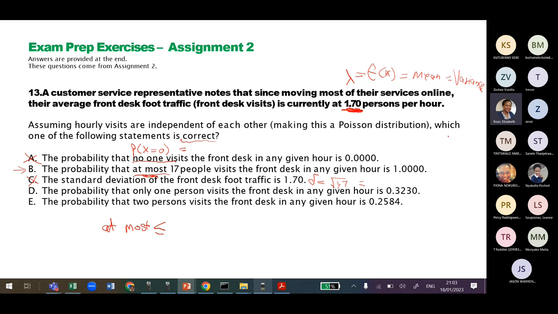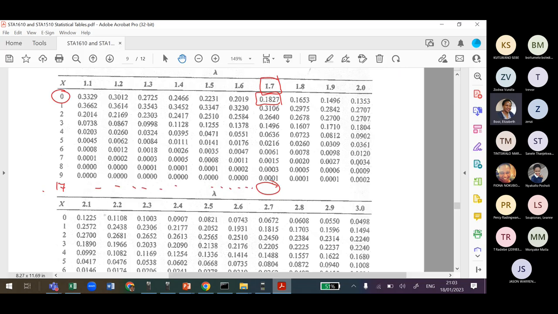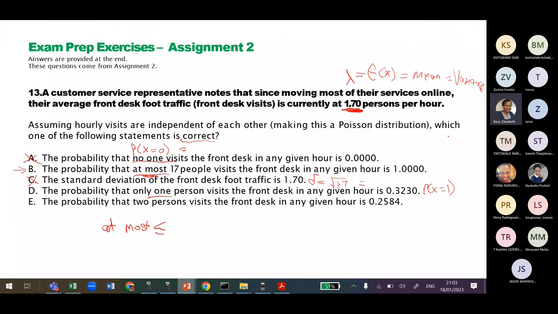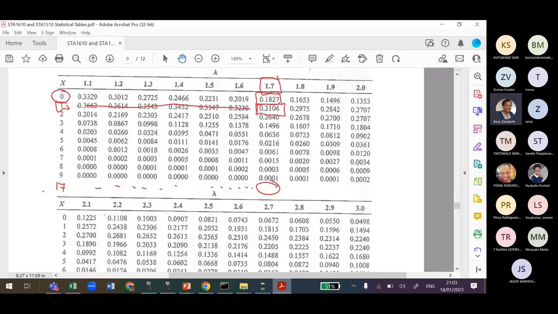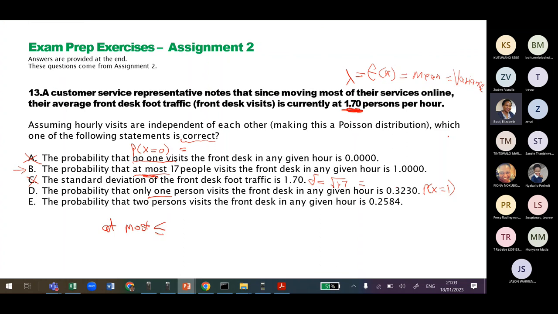Number D, the probability that only one person visits the front desk at any given point. They're asking you to find the probability that X equals 1. So we go to the table and look for the probability of 1, and that is 0.3106. This one says 0.3230, which is incorrect.